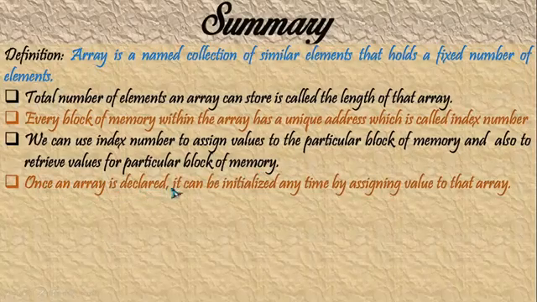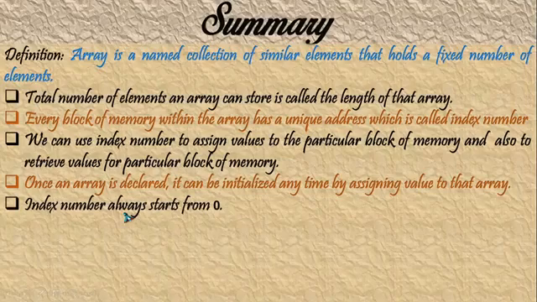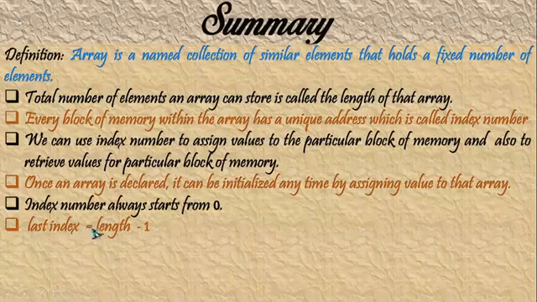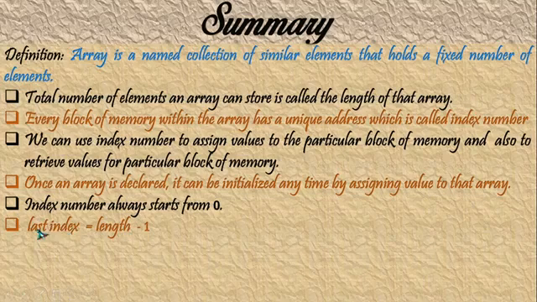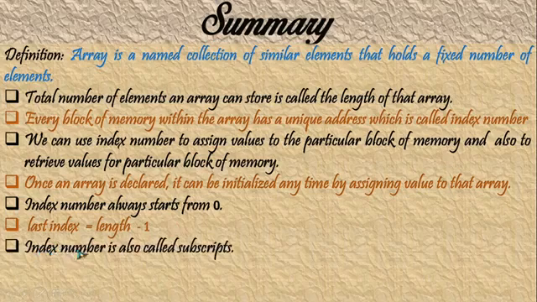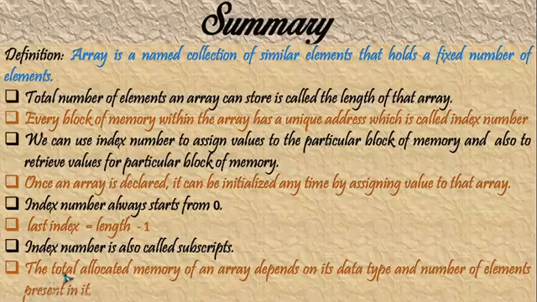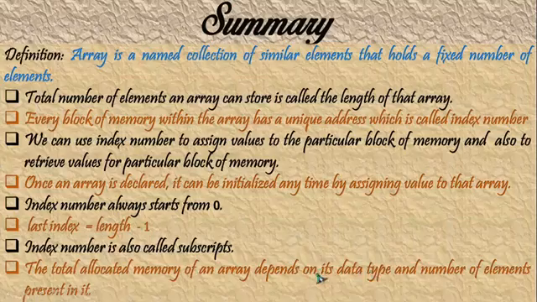Once an array is declared, it can be initialized anytime by assigning values to that array. Index number always starts from 0. So we know the length of the array is 1 greater than the last index, otherwise the last index is 1 lesser than the length. Index number is also called subscript. The total allocated memory of an array depends on its data type and the number of elements present in it.